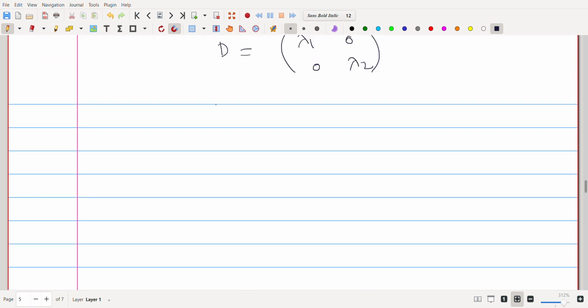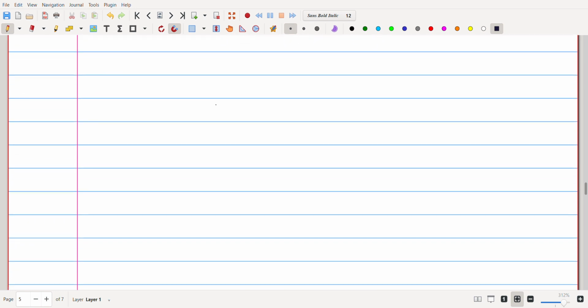Okay. Now move to the next problem. This is a very interesting problem. The question ID number 704030: A is an n by n complex matrix. If n is greater than or equal to 4, then which of the following statements is true?